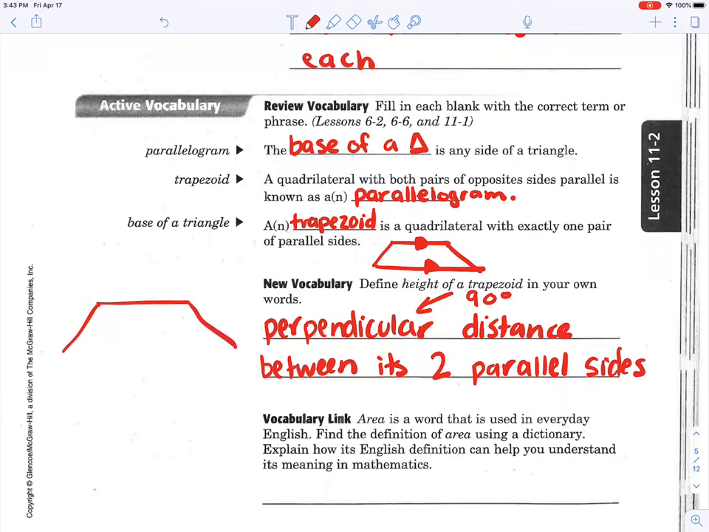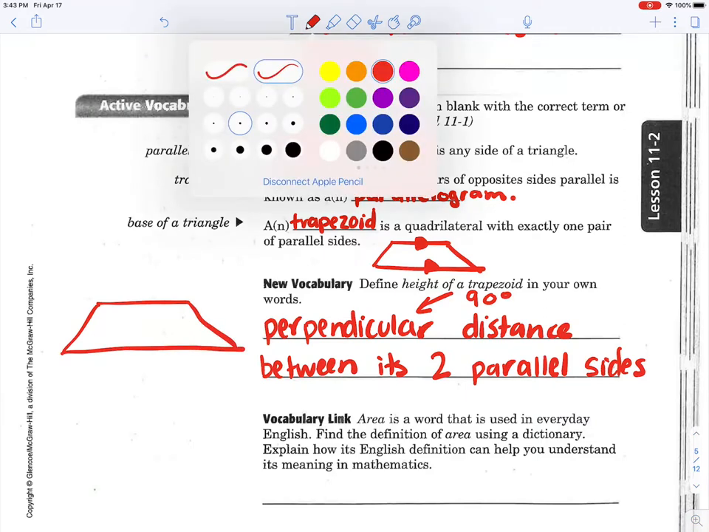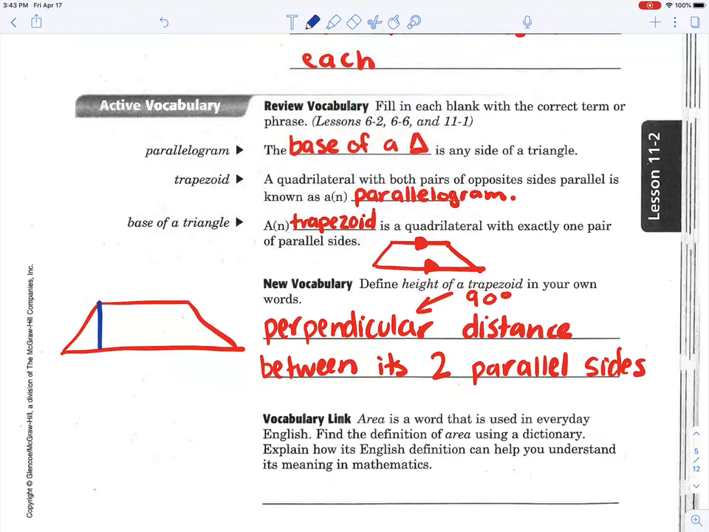So if I were to draw out a trapezoid again here, I could say this is my height. It's going to be whatever forms the right angle and shows me the distance from those 2 parallel sides that we call bases.